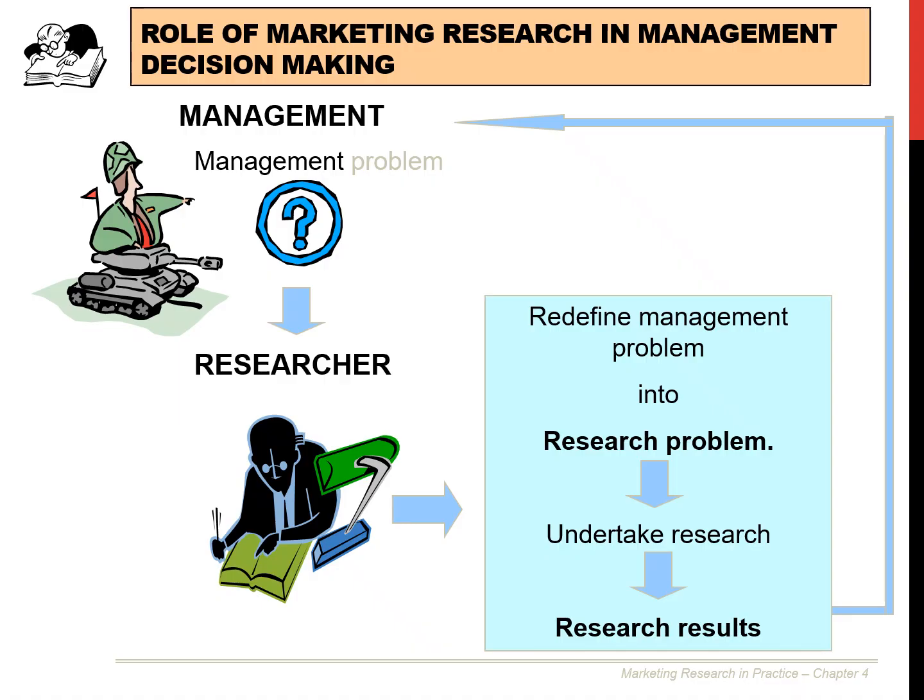So what do we need to research? An example could be we need to understand what the perceptions are by the consumers of our product. So that could be our research problem. So in other words, the management problem is why are our sales dropping, and the research problem would be what are the perceptions of the consumers about our product. So that's an important element to understand.